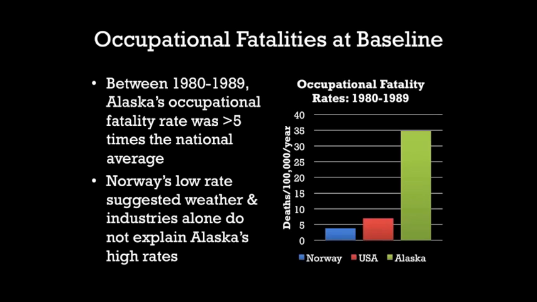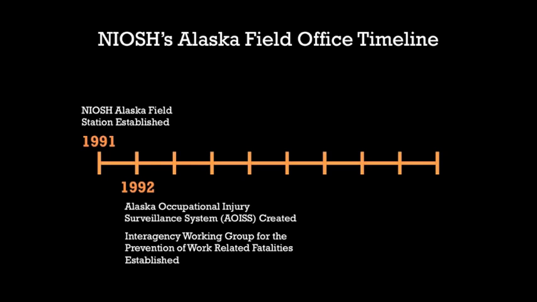And this low rate in Norway suggested to people at NIOSH that the weather and the industries alone didn't explain Alaska's high rates. After all, Norway had similar climate, similar geography. Norway had commercial fishing and oil and gas development just like Alaska did. So people at NIOSH said, maybe there's a way we could impact the rates in Alaska. So what did they do?